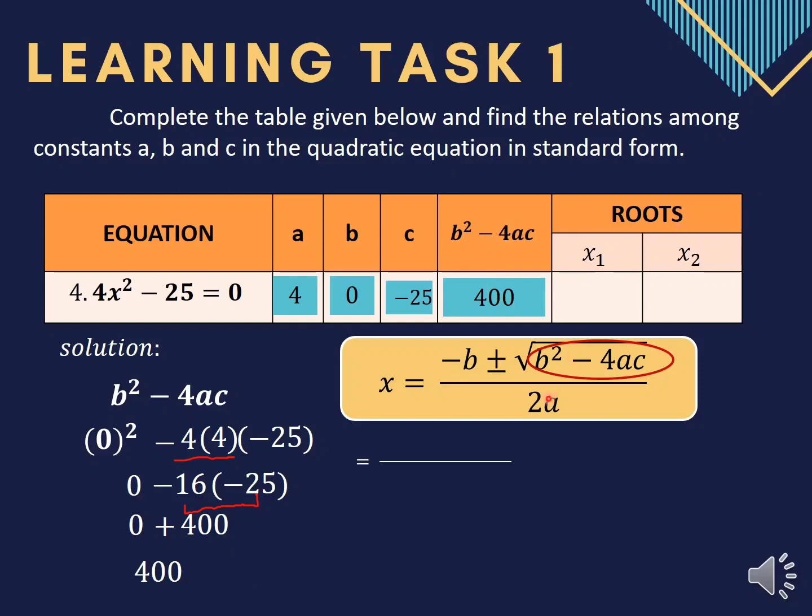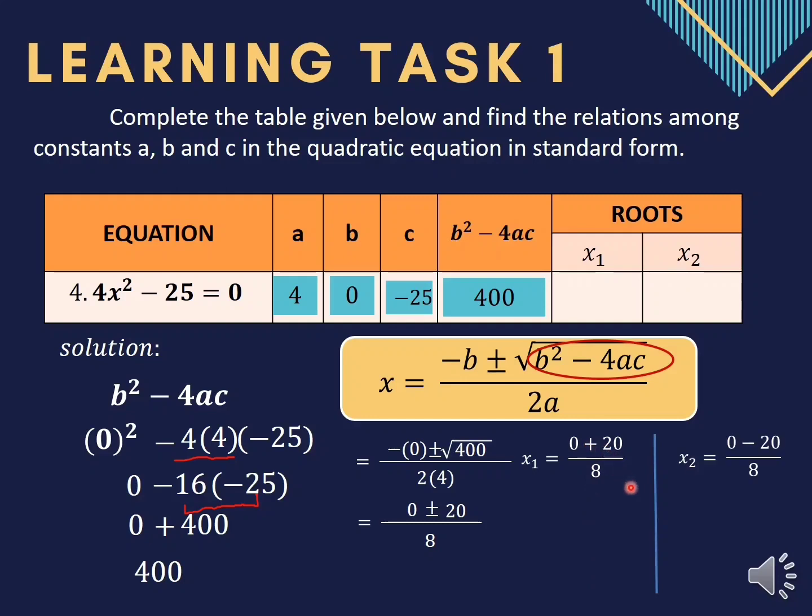And for the roots, again, let us use the quadratic formula. So, we have negative 0, plus or minus the square root of 400 all over 2 times 4. So, we have 0, plus or minus. The square root of 400 is 20. 2 times 4 is 8. Now, form linear equations. We have 0 plus 20, and also 0 minus 20, all over 8. 0 plus 20 is 20 over 8. Can we divide it exactly? No. So, our answer is a fraction. Just make it in lowest terms.